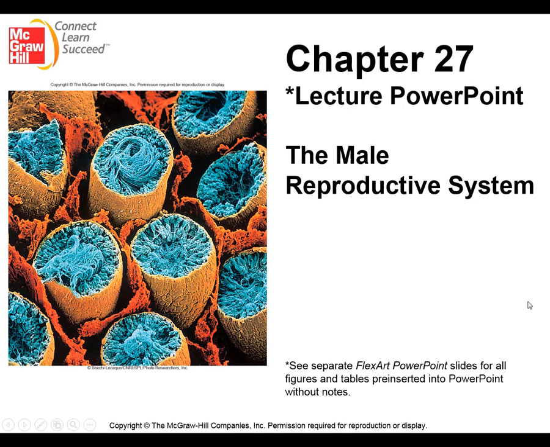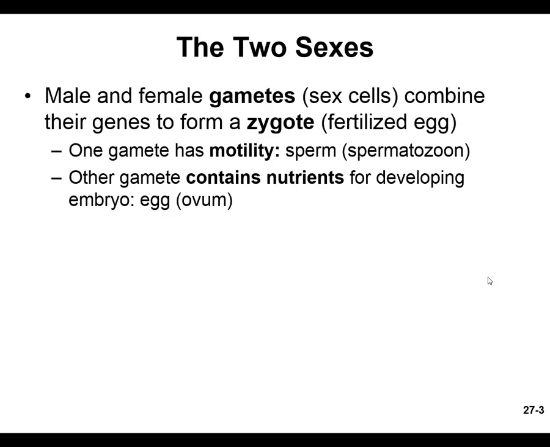All right, welcome to the recording for chapter 27. We are going to be discussing the male reproductive system today. And there's only one recording for this chapter. We keep it kind of short and sweet. So we're going to talk about sexual reproduction and development, kind of a general overview.